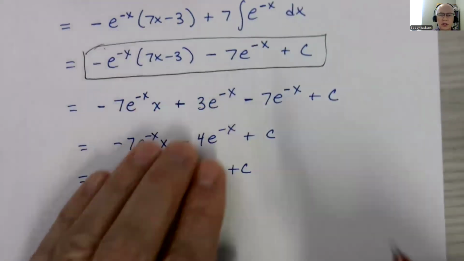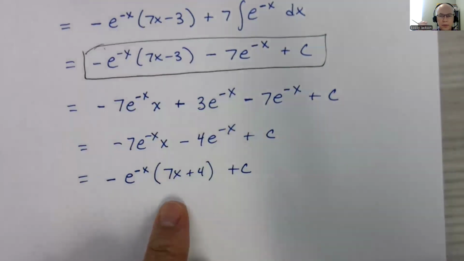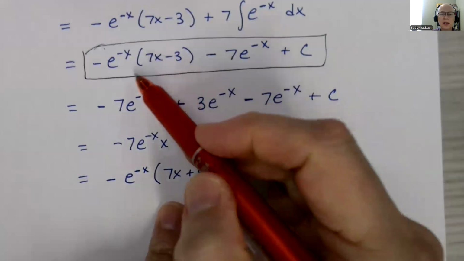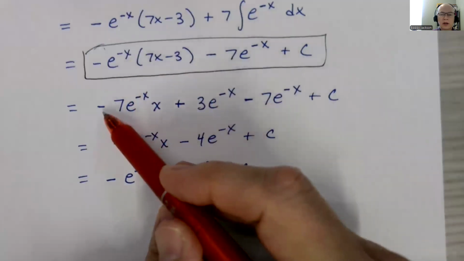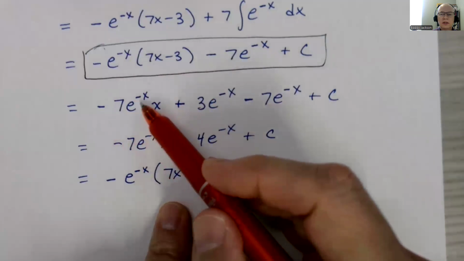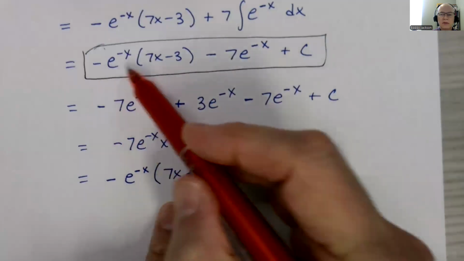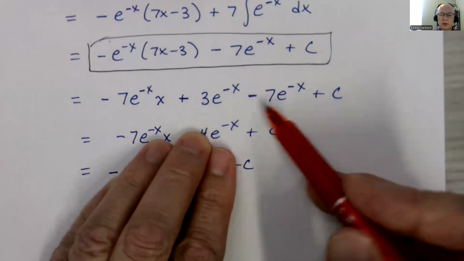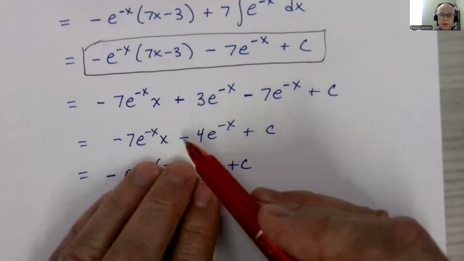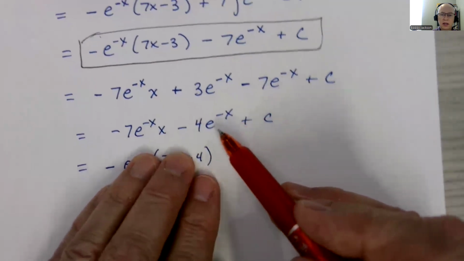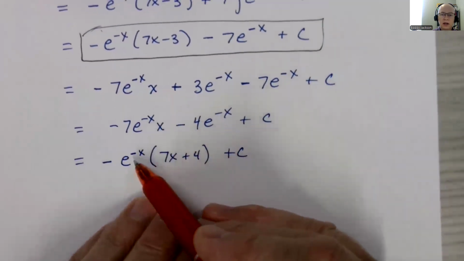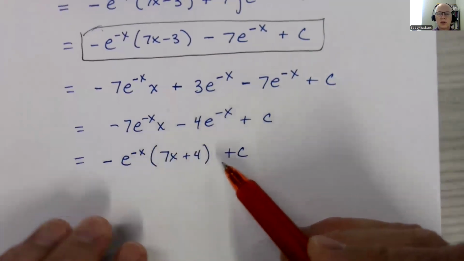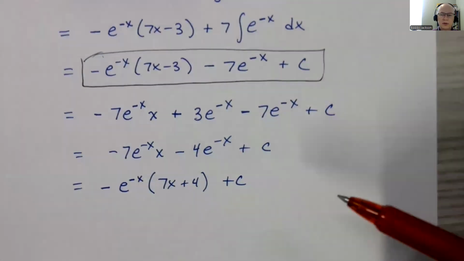I noticed in Achieve that they had this down here. How did they get that? Well, they went ahead and distributed the negative e to the negative x through, and be careful, it gives us negative 7e to the negative x times x, and then negative times negative plus 3e to the negative x. Then these are like terms: 3 minus 7 is negative 4e to the negative x. Then they refactored out the e to the negative x, leaving 7x plus 4. So either one of these answers is fine.